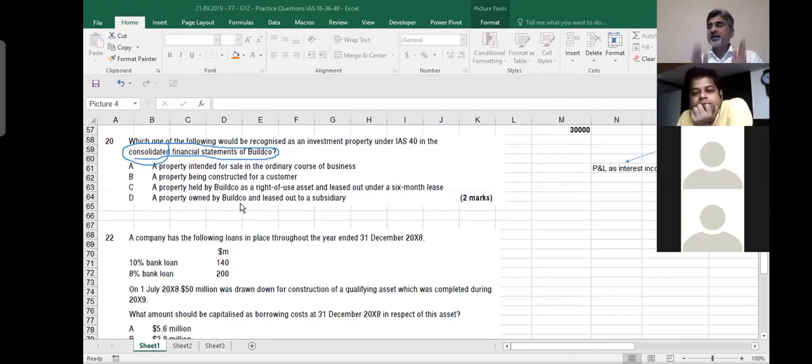Because if I am making financial statements of the individual company Buildco, I will take option D as my answer. But if I'm making group accounts, a consolidation account, Buildco is giving it to one of its subsidiaries, one of its own companies. So for the group, the asset is still within the group. It is not being given out because you are making a consolidated balance sheet. In the consolidated balance sheet of the group, Buildco is parent, there is a subsidiary, and Buildco has given it to the subsidiary. For Buildco, it is an investment property. Buildco can call it investment property, but the group cannot, because for the group, the property is still within the group.